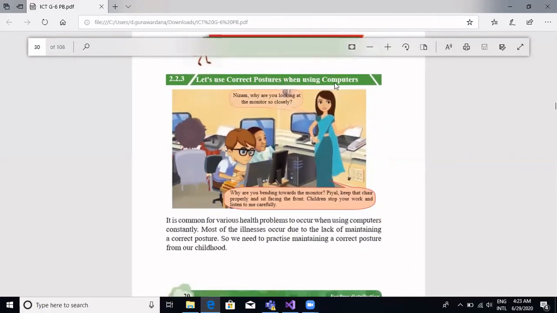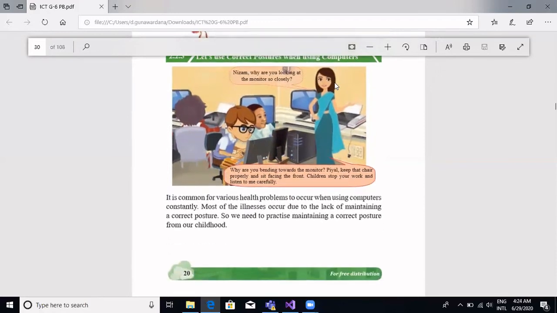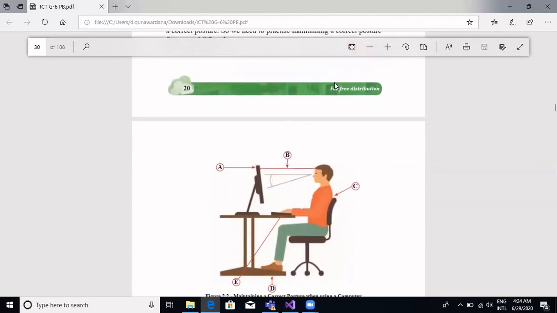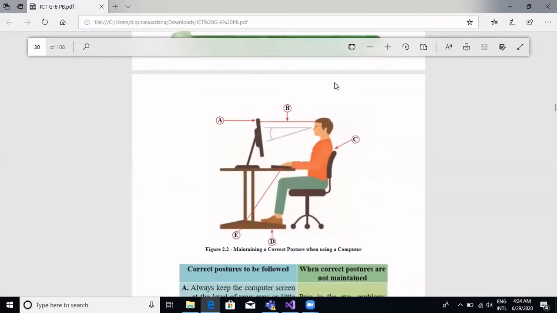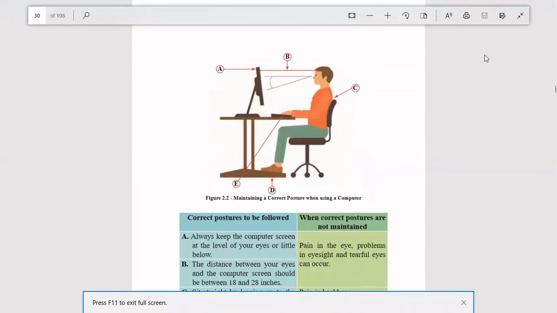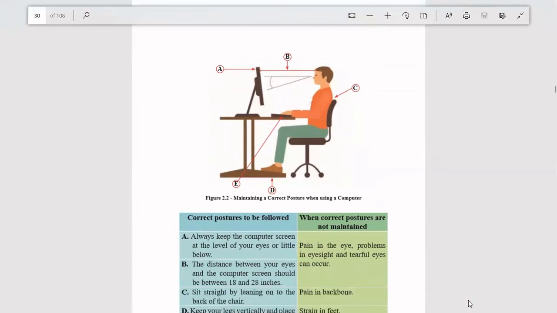The next thing is you have to use the correct posture when you're using the computer. Now I have been using the computer for more than 10 years. Luckily I don't have many health problems regarding usage of the computer. That may be because I use it in the proper way. If you don't use the correct posture, then there may be a lot of health issues. Now this picture is a very important picture which explains a lot of good things you should do.